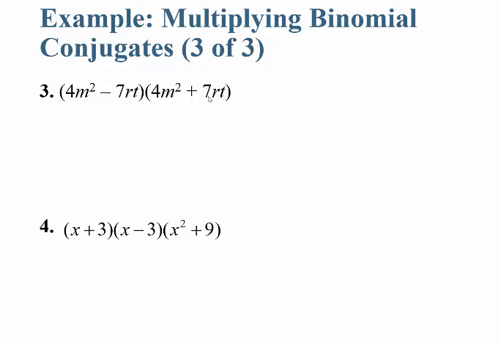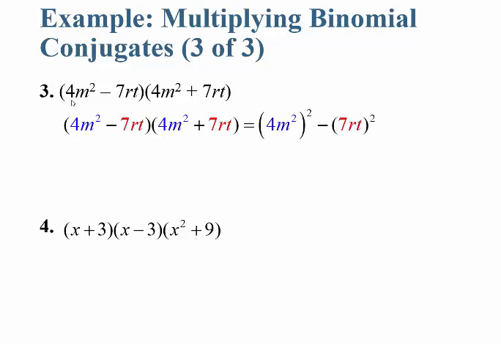Going forward, this one you can see the following. The a terms are the same, 4m squared, so it's going to be 4m squared. And then the 7rt is the b, so minus 7rt squared. And you're just going to get 16m to the fourth minus 49r squared t squared.